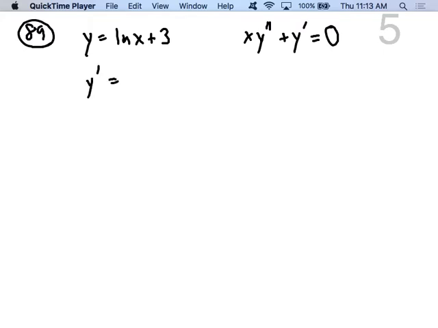What's y prime, Sam? 1 over x. What's y double prime? You could do the quotient rule if you'd like, or you could write it as x to the negative 1, so the derivative is negative 1 over x squared. Good. You missed something though, plus c. No, wait, that's backwards.